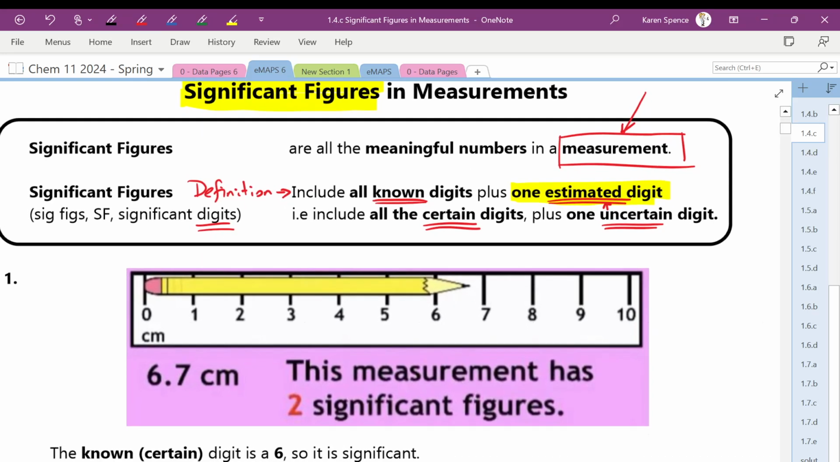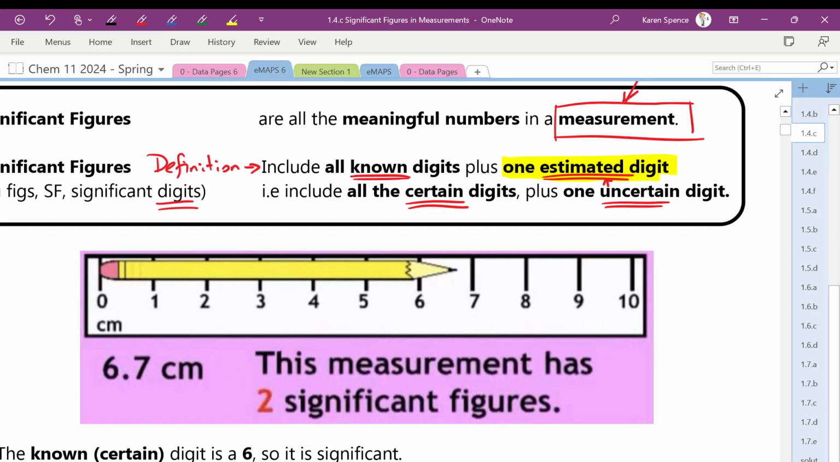So, last day, you might have made this measurement. You look at this and you say, oh, that's probably 6.7, or maybe it is 6.6, or maybe it's 6.8. I have one digit that is certain, and I have one digit that is uncertain. So how many significant figures are there in all? 2.